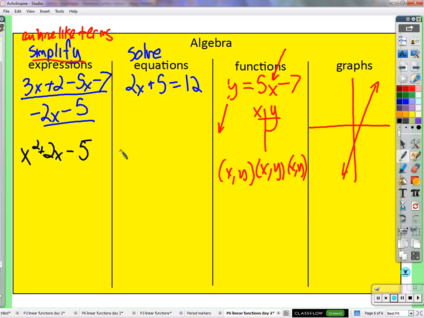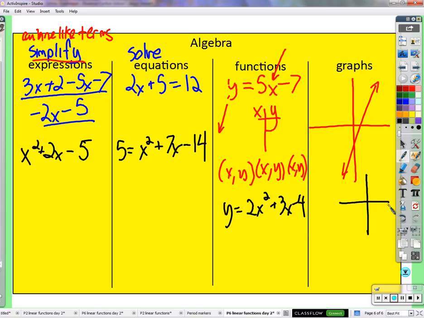Then we come over to equations. Right? So we have like 5 equals x squared plus 7x minus 14. We learned how to solve linear equations. Now we learn new strategies to solve these quadratic equations. And then we talk about quadratic functions. There's a quadratic equation. Then we look at the, sorry, function, quadratic function. Then we look at their graphs, the graphs of quadratic functions look like a U-shape, we call a parabola. Then we get done with quadratic functions.